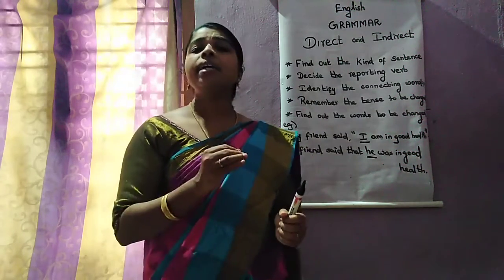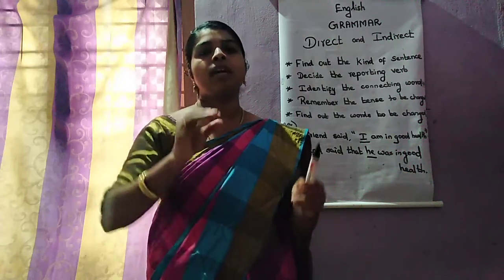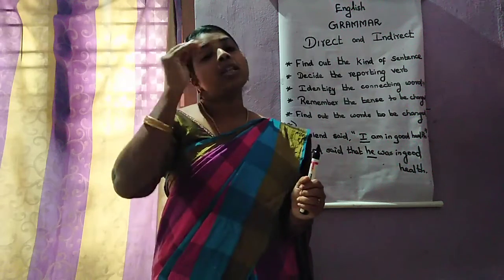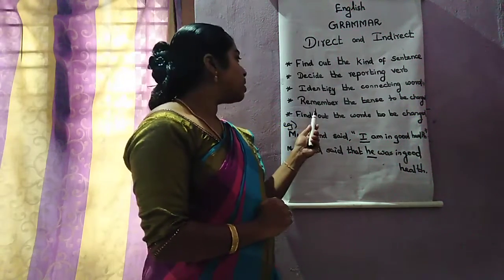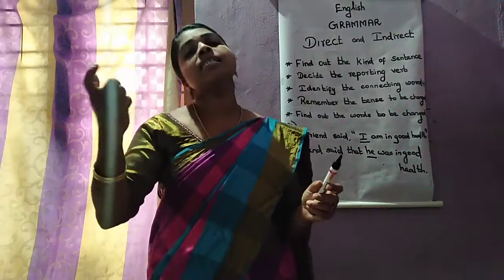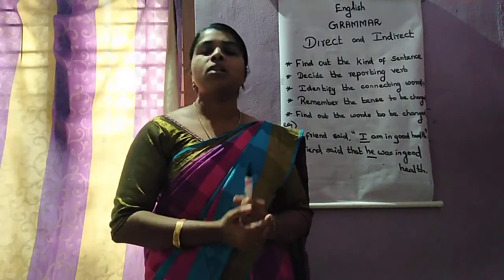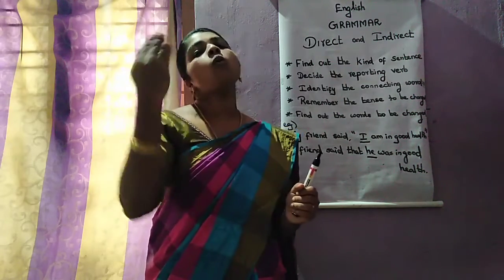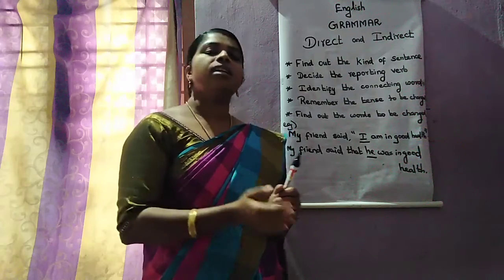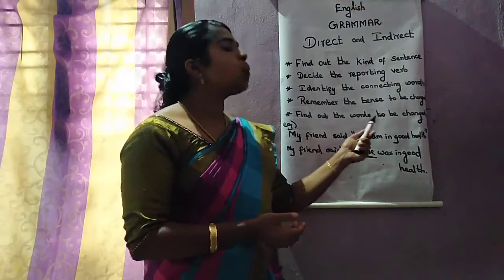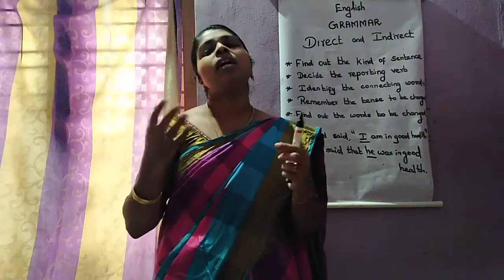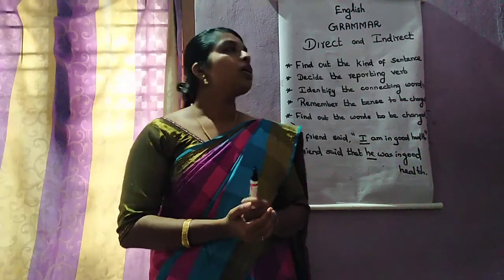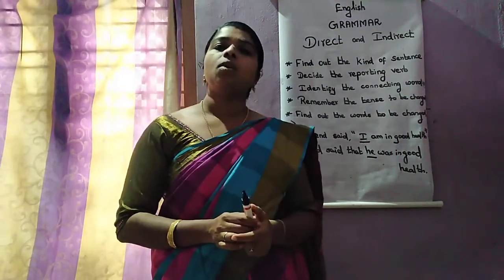Third, identify the connecting word. While removing the quotation marks, you have to use a connecting word in between. I'll explain that. Then, remember the tense to be changed. You are learning the usage of tense, I think. So, how the tense will change in direct and indirect speech. Then, find out the words to be changed. There will be changes in certain words. I will list out how the words will change. Okay, so now we can see them one by one.